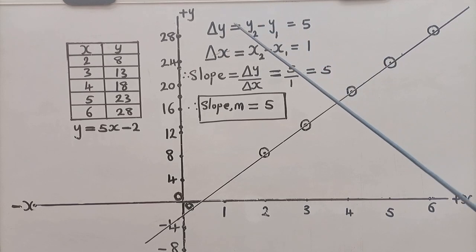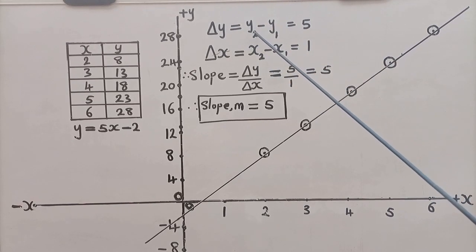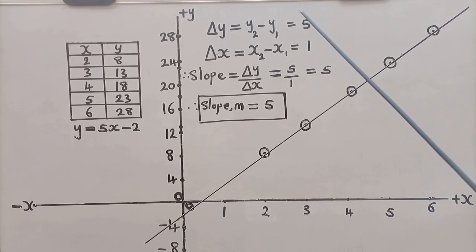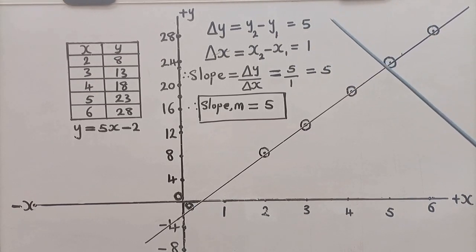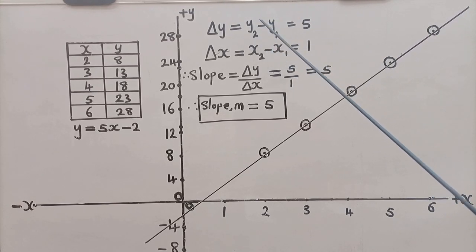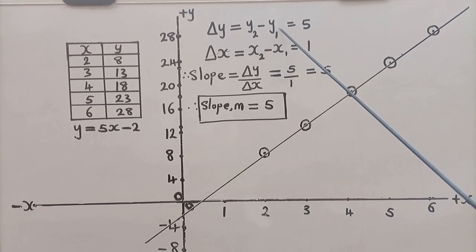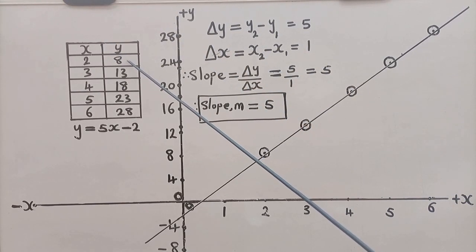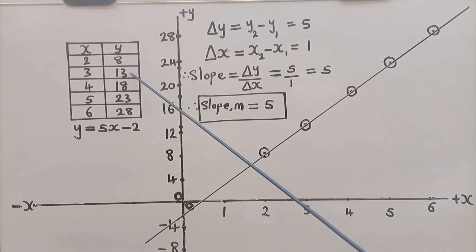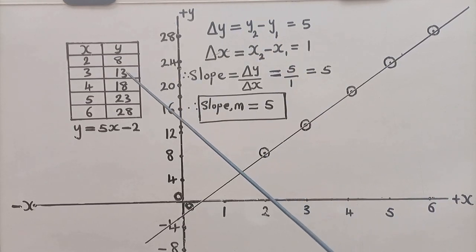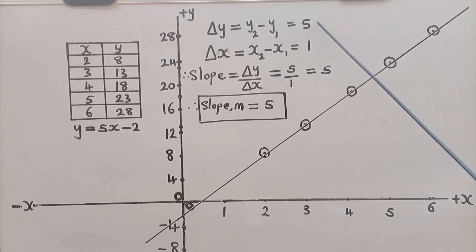As you can see, change in y is equal to y2 minus y1, which is equal to 5. By now, you should have known what happened that made us get this 5. y2 is that which succeeds, and y1 is that which precedes. 8 and 13, when compared, will lead us to the conclusion that y2 is 13 and y1 is 8. Therefore, 13 minus 8 is equal to 5.